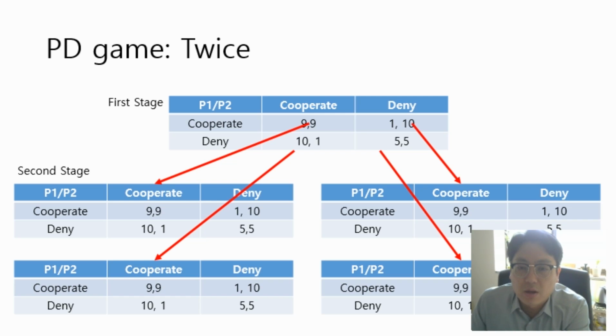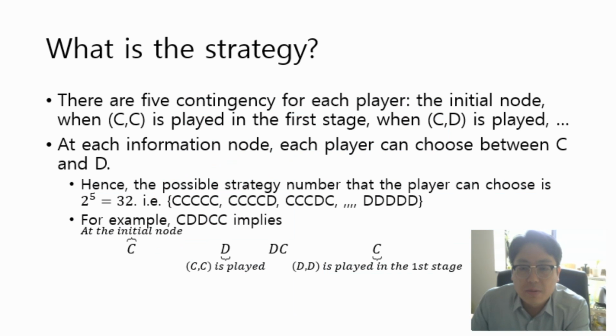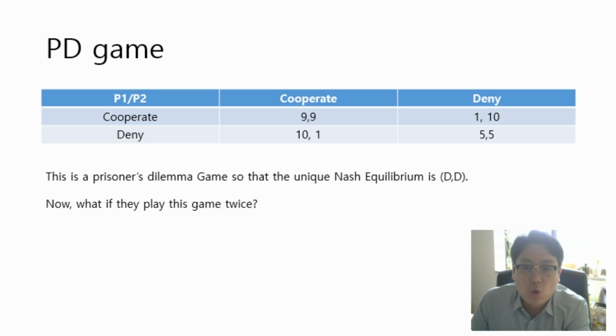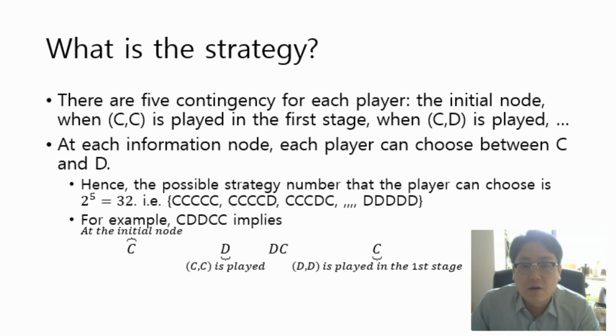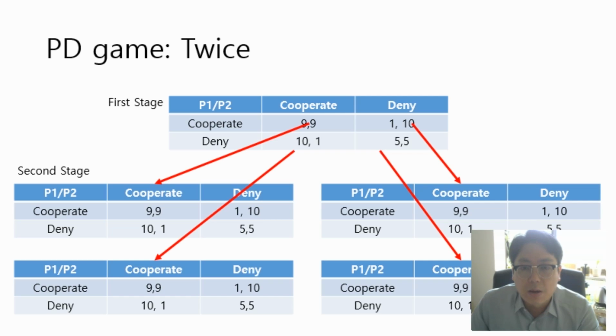Try to understand correctly about this game 3. Okay. Now, think about the strategy. If we go back to the one-shot Prisoner's Dilemma game, then the strategy is just C or D, right? However, look at this. There are 5 contingencies for each player. Each player can choose here. If this contingency happens, this information set is reached, then each player has a chance to choose.